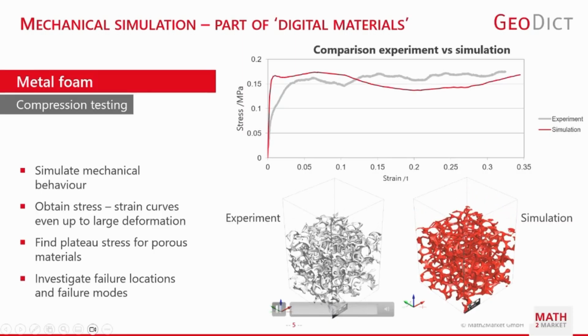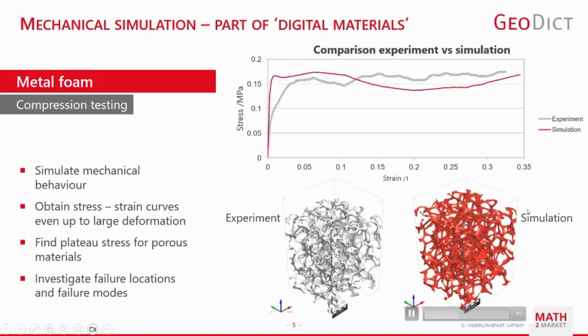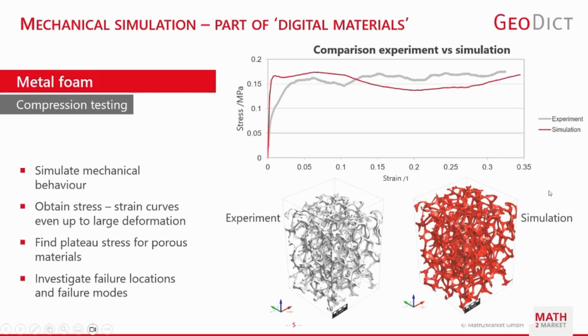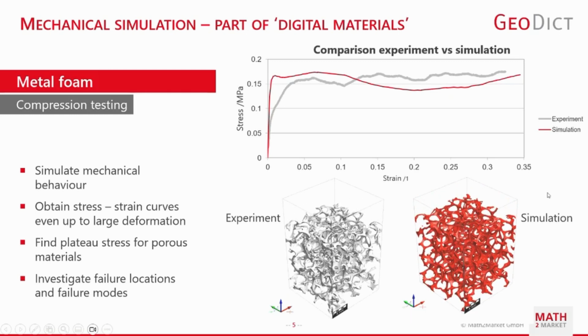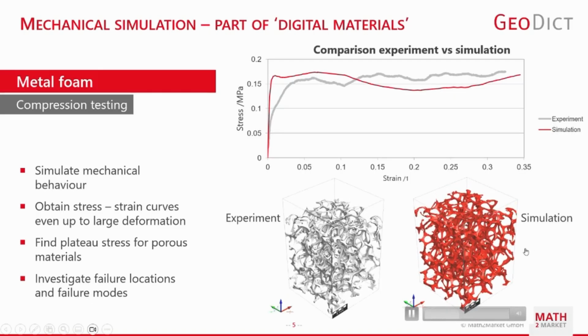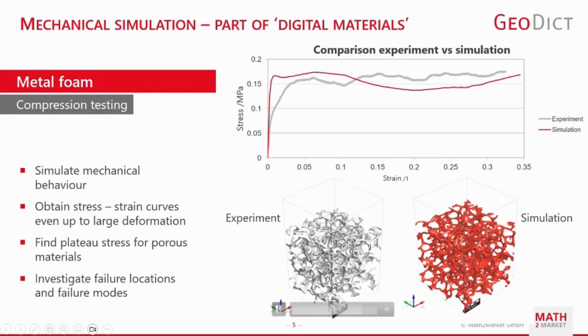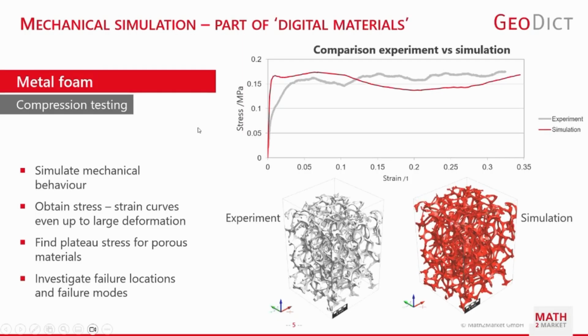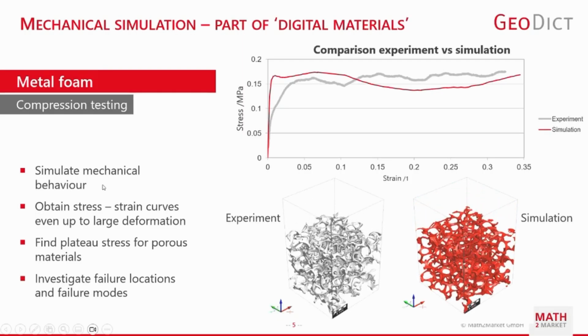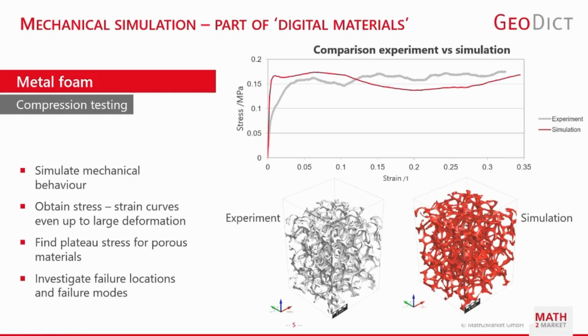On the right-hand side is the single before-state CT scan, which is then having GeoDict simulation applied to it to simulate large deformation compression. So you don't need to make multiple CT scans to get that result. You can simulate many different kinds of compression and tensile mechanical behaviors.